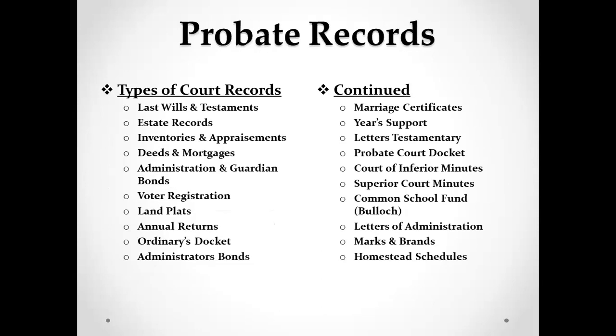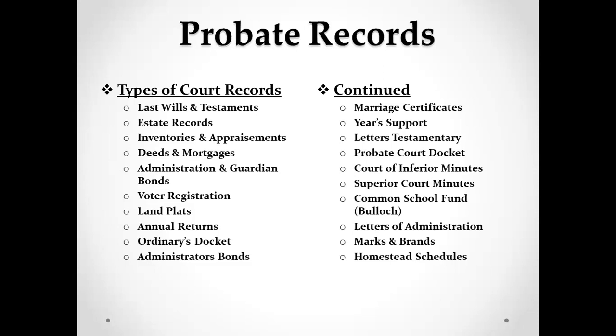Probate courts, I'm going to kind of run over these real quick. I'm not going to dive into these until later. But these are court records, basically. So last wills and testaments, estate records, inventories and appraisements. So when a person is deceased, their will or their estate would be appraised. All of the things that they own, their home, their land, things like that.